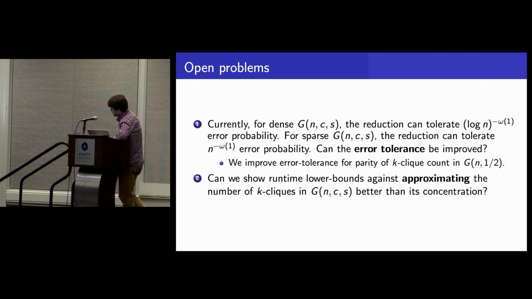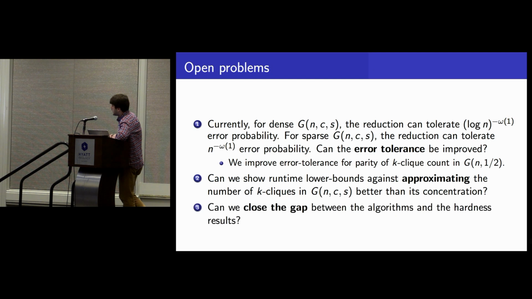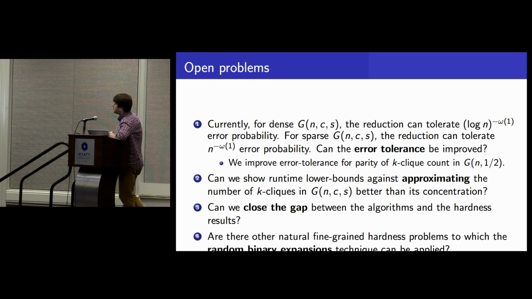Moreover, we show the hardness of exactly computing the number of k-cliques in an Erdos-Renyi graph, and it would be interesting to see whether these techniques can be extended to show the hardness of approximating the number of k-cliques better than the concentration. Another question is, can we close the gap between the algorithms and the hardness results? In the diagrams you saw there was an open region, so it would be good to close that gap. And finally, are there other natural fine-grained hardness problems for which this simple random binary expansions technique can be applied to show hardness over uniform inputs in the hypercube?